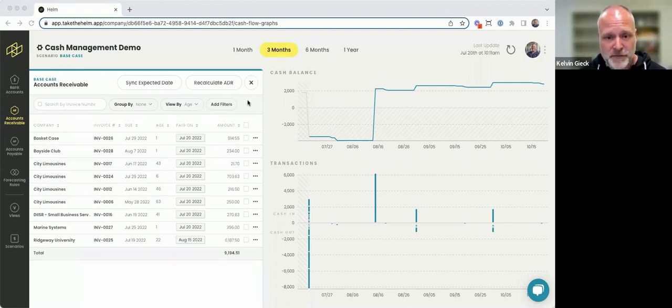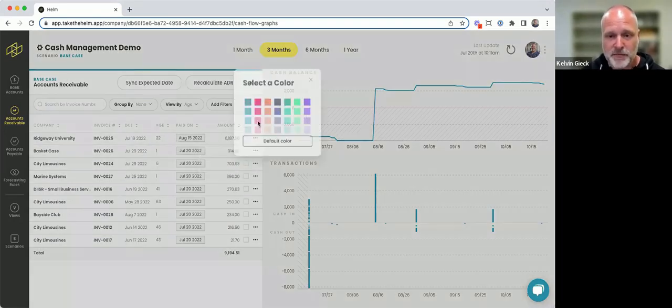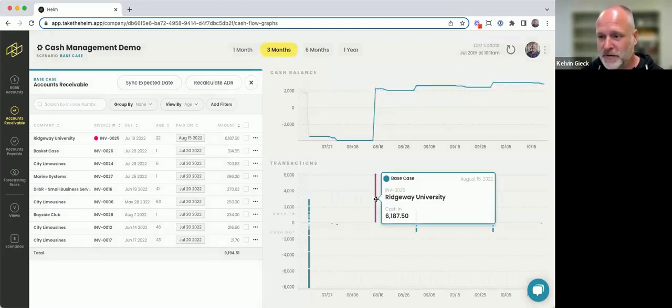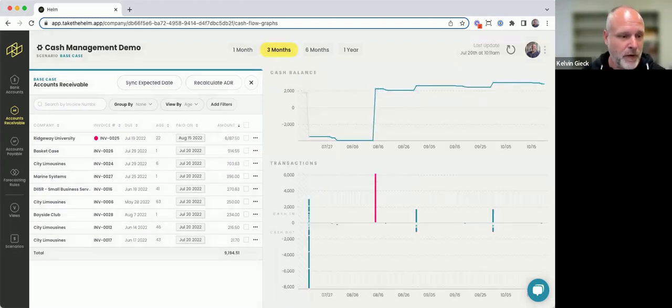Of course, we can look at other information. If we want to actually look at amount, we can sort this table very quickly. Again, we don't have to hop into other systems and look at our biggest receivables. And so we can see here that Ridgeway University is our biggest. It's also very apparent on the graph, but it's easy to pick out here on the list. And we can also even update it with color, just so that it kind of drives home the point that this is maybe something that we want to look at.